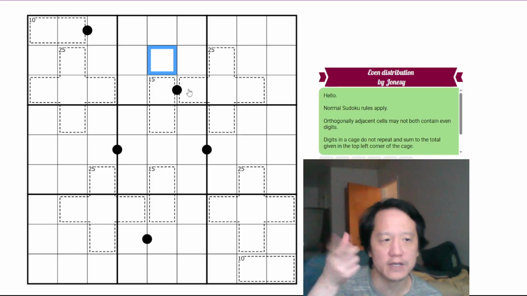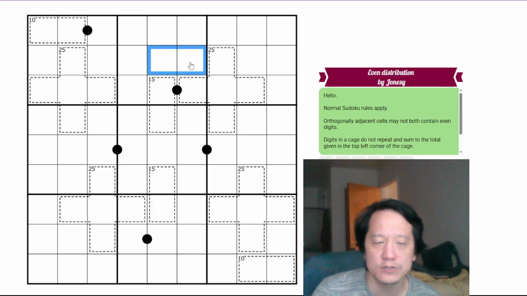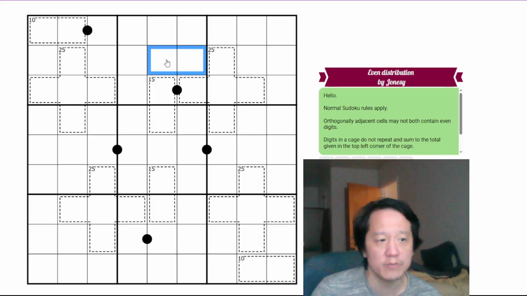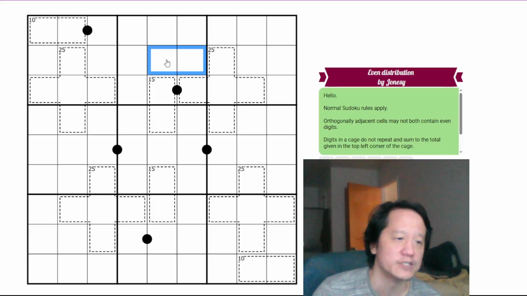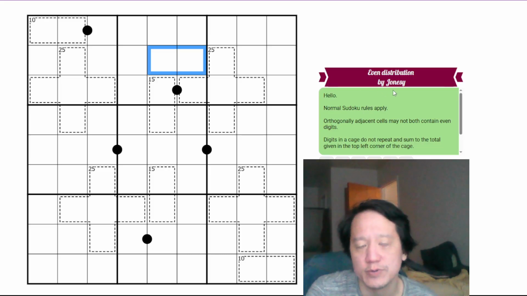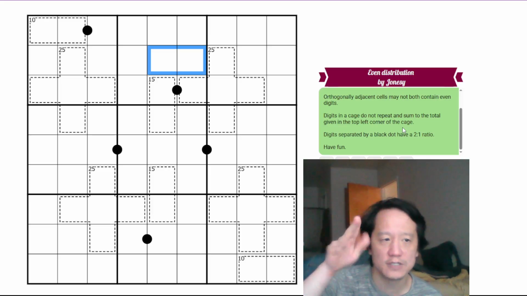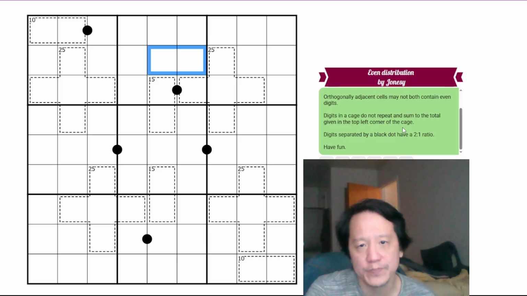That's what orthogonally adjacent cells are, just basically cells that share an edge. So these two cells cannot both contain even digits. It can be one even digit and one odd digit, or two odd digits. Those are both valid. But you cannot have two even digits sharing an edge together.